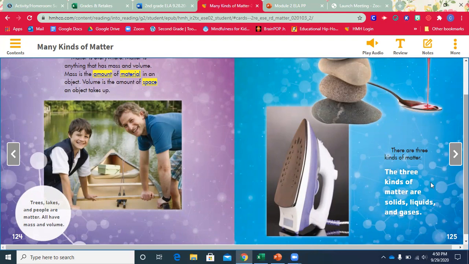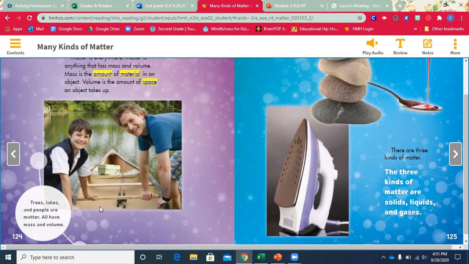When we're reading informational text, it is very important that we always look at the photographs and read any captions that we might find. On this first page, underneath the photograph of, it looks like maybe a father and son, it says trees, lakes, and people are matter. All have mass and volume.